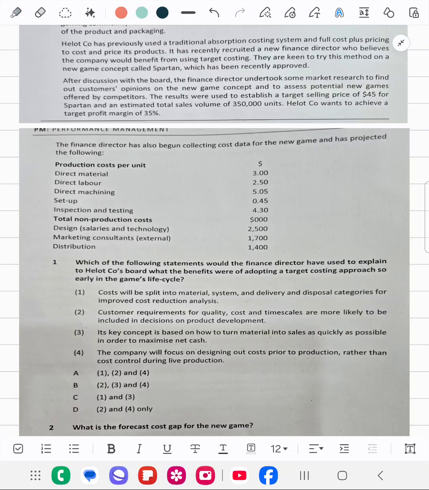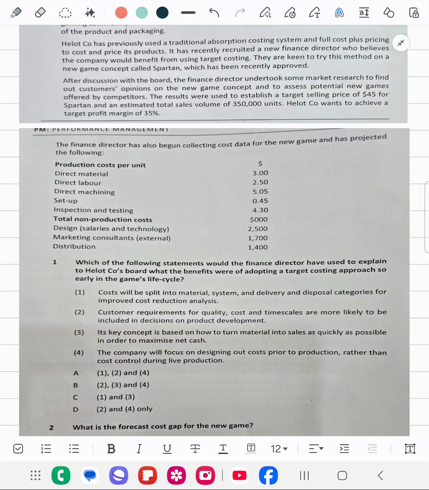Helot wanted to achieve a target profit margin of 35%. So the target revenue can be calculated with the help of this information which is given. We can multiply 350,000 by 45 to get the target revenue, and based on that we can evaluate the target profit margin. The profit margin will then be deducted from it, and then we can get the target cost.